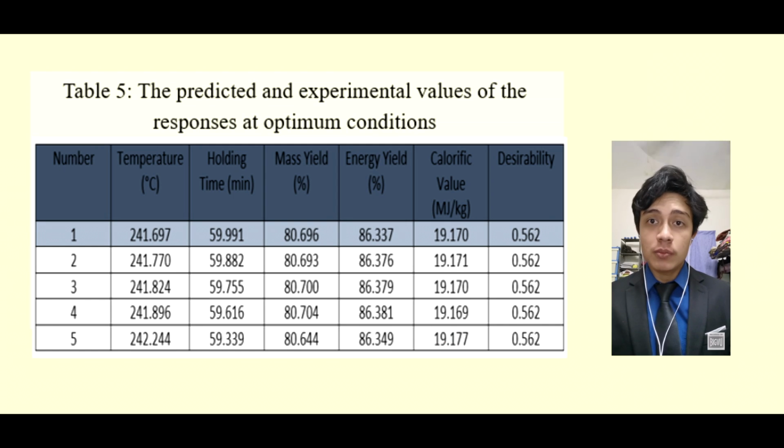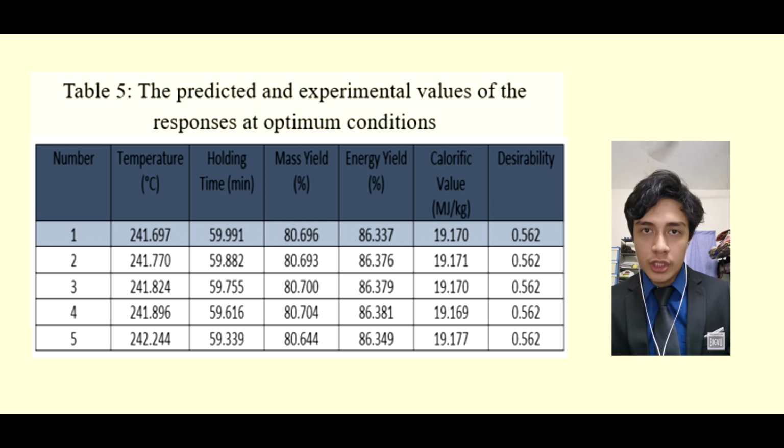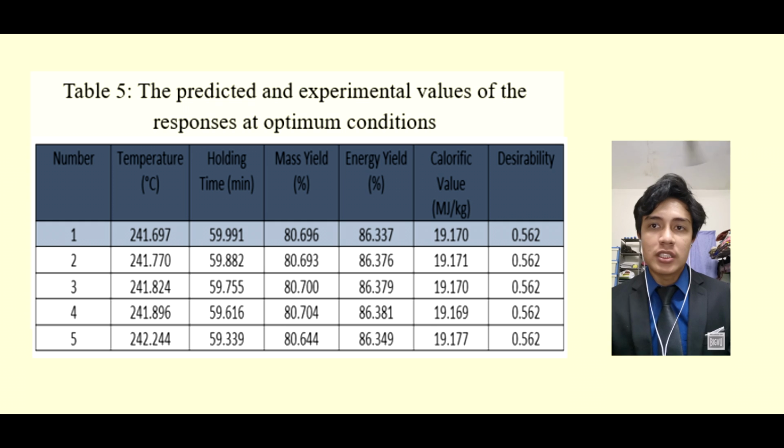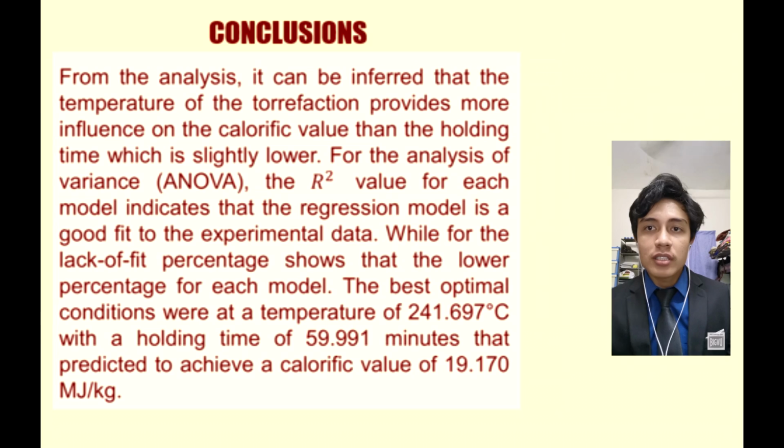Now, let's jump to the determination of the optimum condition. Table 5 shows the predicted and experimental values of the responses at the optimum condition. As you can observe from Table 5, there are 5 generated solutions that have been suggested by the software with the same value of desirability. In this case, number 1 was selected with the optimum condition at a temperature of 241.7 degrees C with a holding time of 60 minutes.